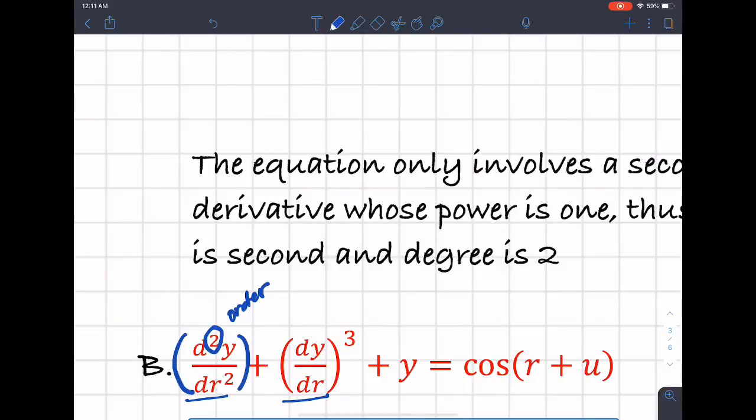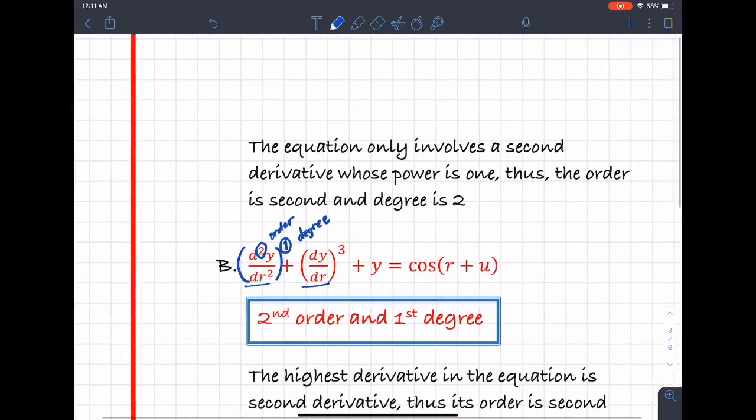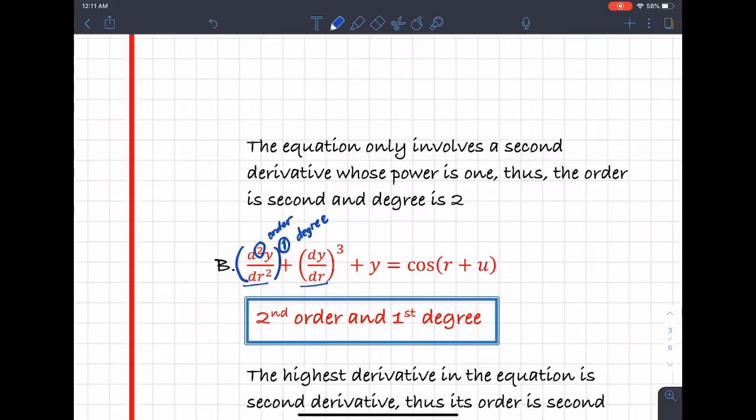The degree corresponds to the exponent of the highest derivative. So we will not be looking at the third power there. So therefore, this particular equation is a second order differential equation and a first degree differential equation.